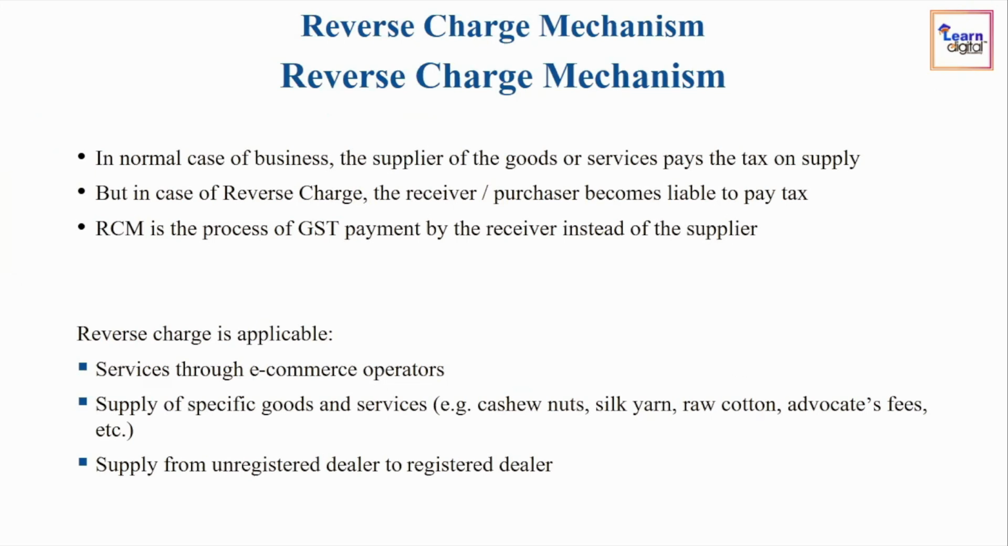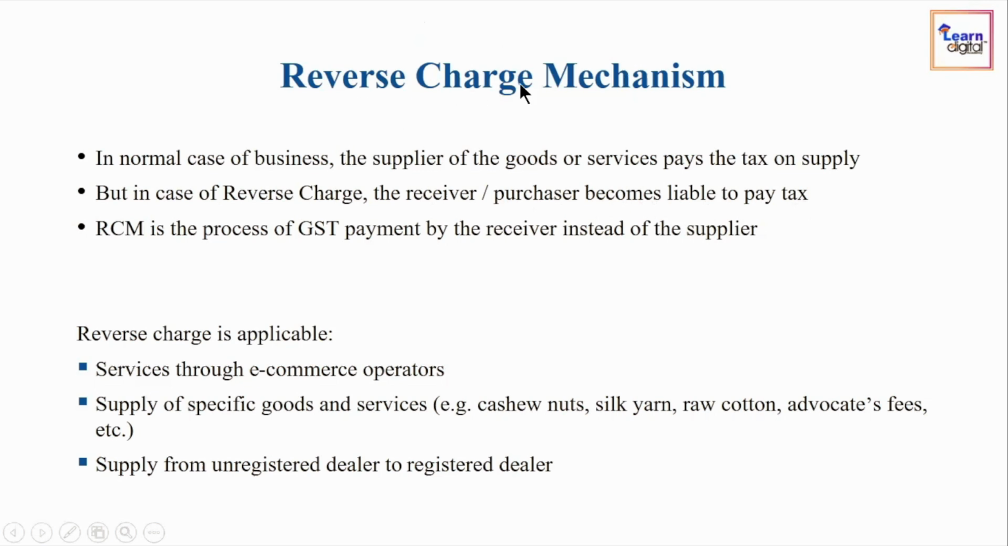What is this concept? See, in the normal case of business, the supplier of the goods or services pays the tax on supply. It means the person or the company or the business unit that sells the goods or services. While selling, they charge tax, that is GST, and such tax collected from the debtor is submitted by the supplier to the government. This is the general practice. But in reverse charge mechanism, the receiver or the purchaser becomes liable to pay tax.